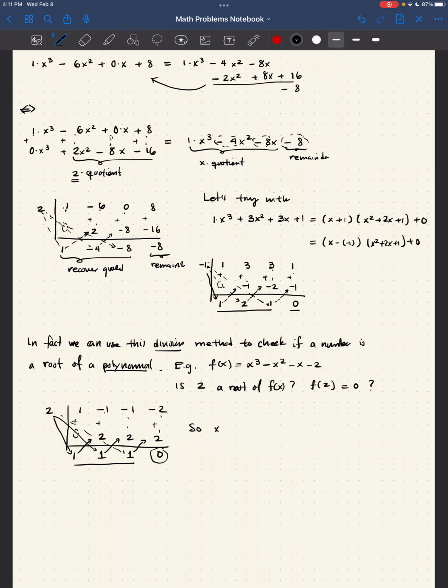So we have x cubed minus x squared minus x minus 2 is equal to x minus 2 times, well, this one is degree 0, degree 1, degree 2, remainder. So we would have 1 times x squared plus 1 times x plus 1, plus 0. So indeed, when you evaluate the function at 2, the result is 0. So 2 is a root of f of x.